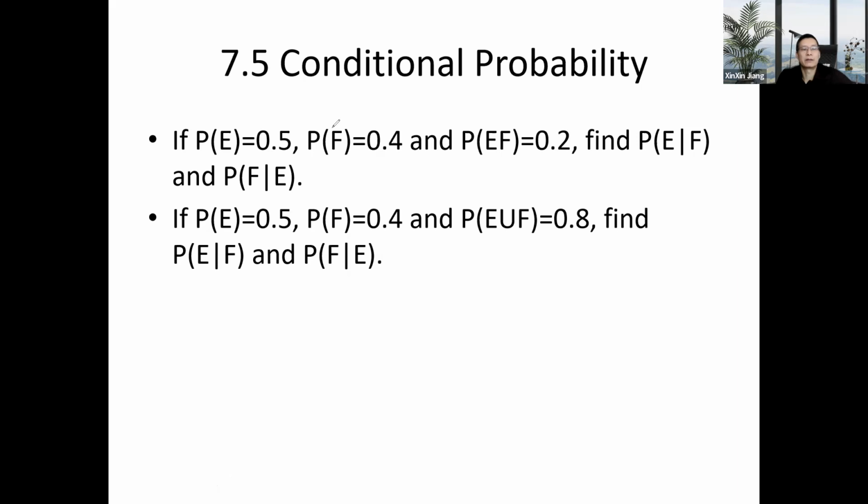How about this problem? Probability of E is 0.5, probability of F is 0.4, and the probability of union equals 0.8. Find this and this. Both are conditional probabilities. So now you know the definition of a conditional probability. But we don't know that. How can we figure that out? We don't know that, but we know this. We can incorporate all these three numbers to come up with the probability of intersection.